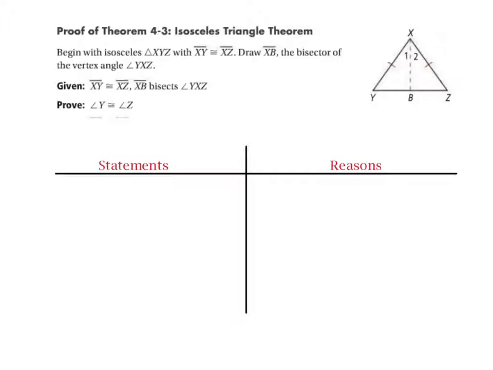So what I'm given for this proof is that the two sides are the same, and I got an angle bisector. What I want to show is that angle Y is congruent to angle Z, right here. These two angles have to be congruent. All right. First step, let's go put it in that given.